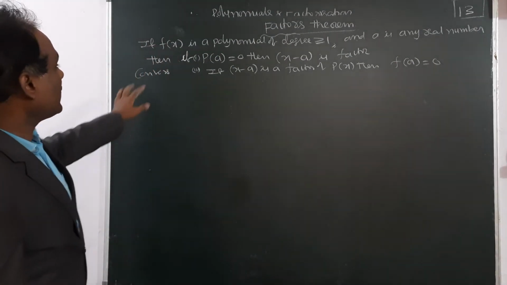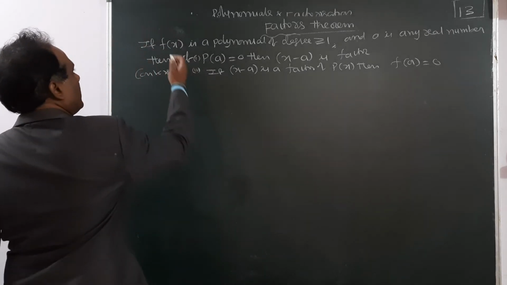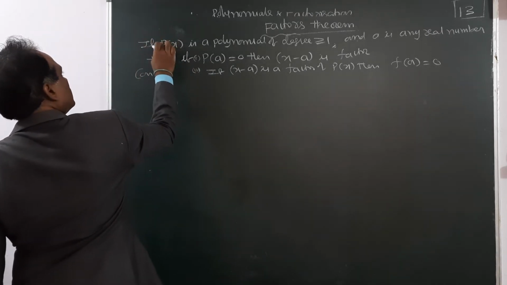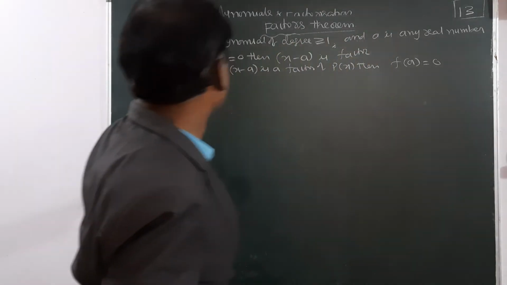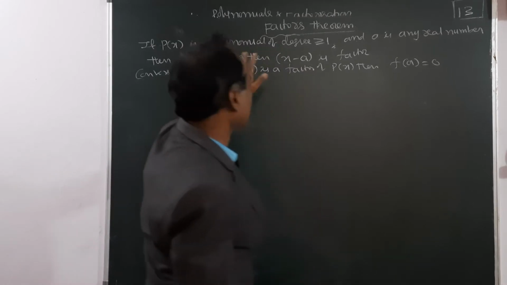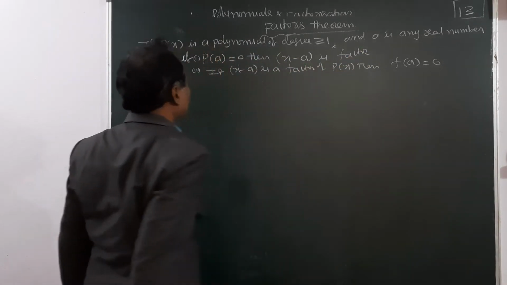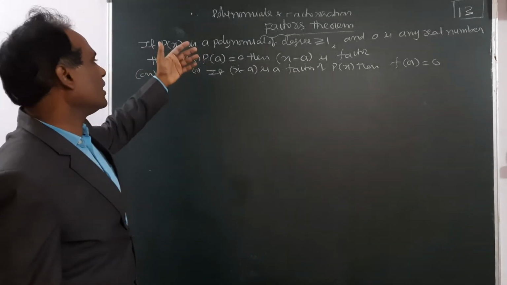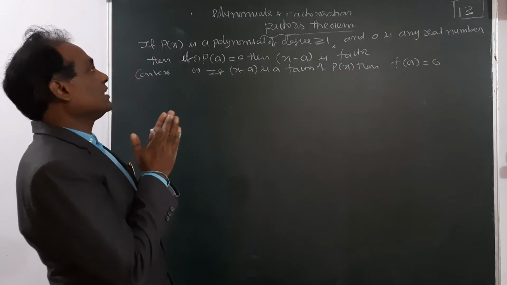So, the given polynomial is say p of x. If the polynomial is divided by x minus a, then the remainder will be f of a. If the remainder is 0, then automatically x minus a is a factor. Both ways it will be true. So this is used for finding the factor.